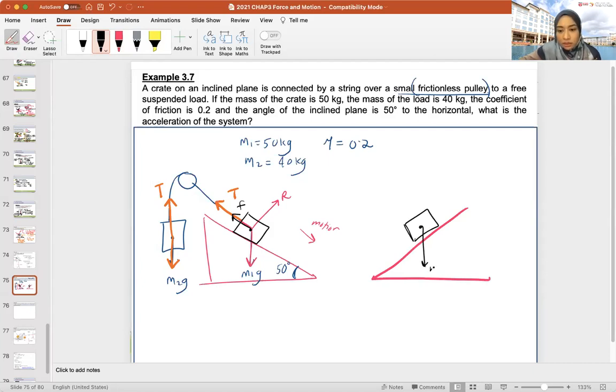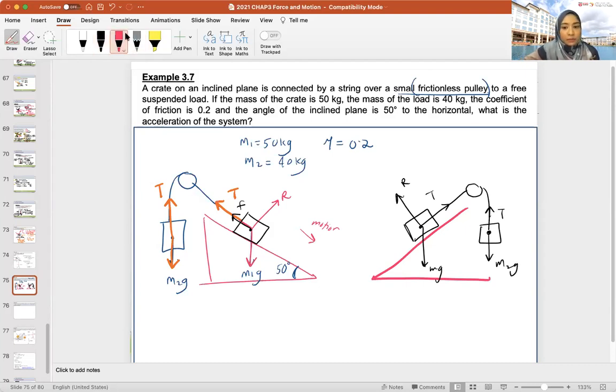So this would be mg, and this would be your R. We're just going to go over it. So this would be your tension force connected to a pulley. This would be your tension force connected to your second object. And this would be your M2G. This is your tension. Boleh.